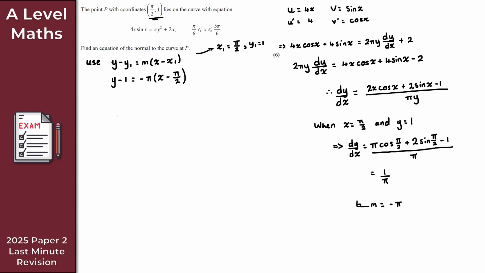So there we have it. Therefore, what I'll do is write it out again and state that that is the equation of the normal. So y minus 1 is equal to minus pi times x minus pi over 2, like so, is an equation of the normal to the curve at P. And there we have it. Good stuff. So hopefully nothing too challenging there. That gives the solution to question 5.